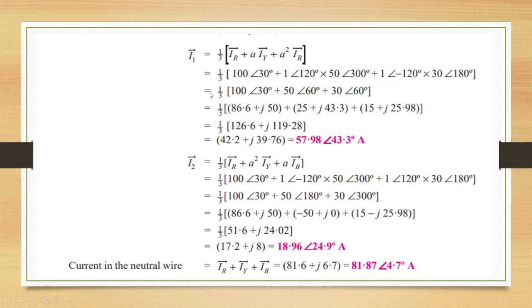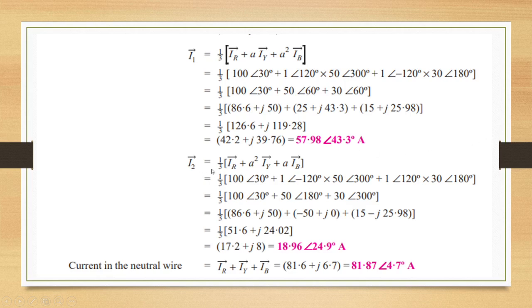Then again, the same thing: converting polar to rectangular, adding all the real parts at one place and imaginary parts at one place, then converting this rectangular to polar. So we are getting the value of I1 in rectangular form as 42.2 plus j 39.76, and in polar form its value is 57.98 angle 43.3 degrees amperes.